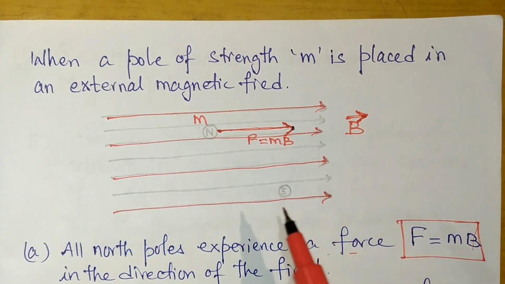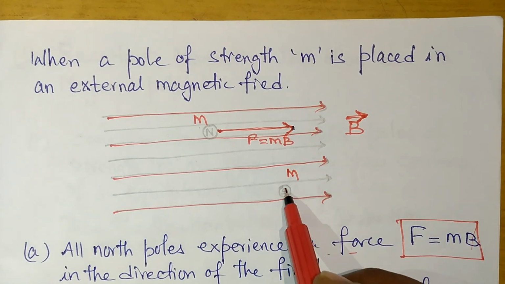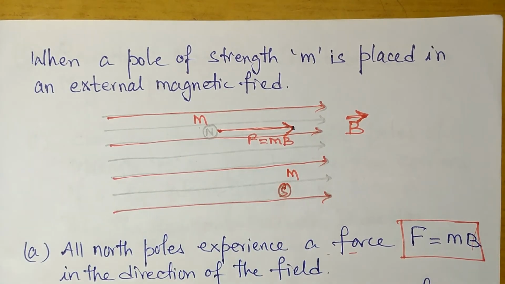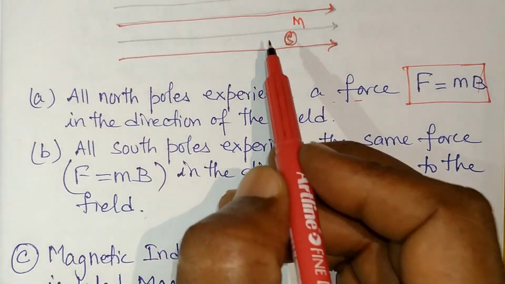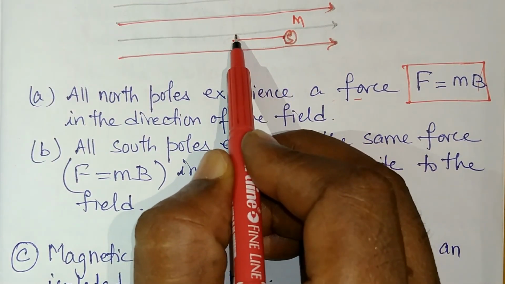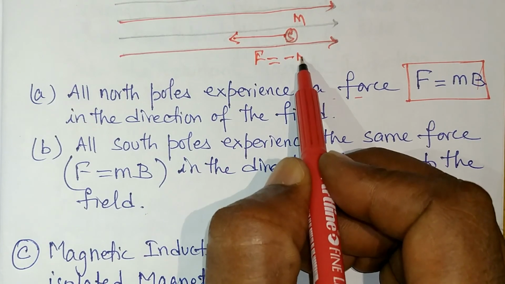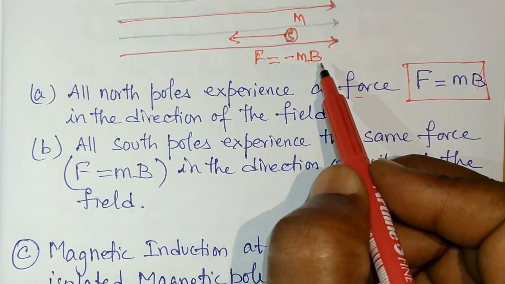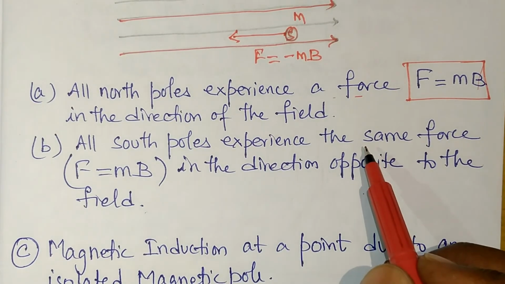Suppose the pole of strength M is a south pole, then it experiences the same force F is equal to mB in the direction opposite to this field. So it experiences a force F is equal to minus mB. Why have I written minus? Because the direction is opposite to the field.